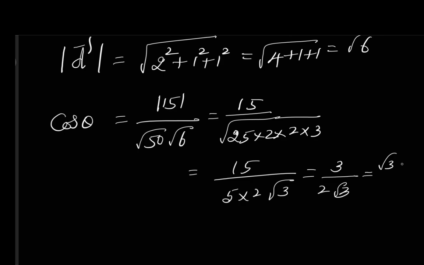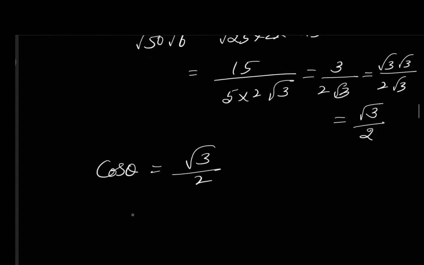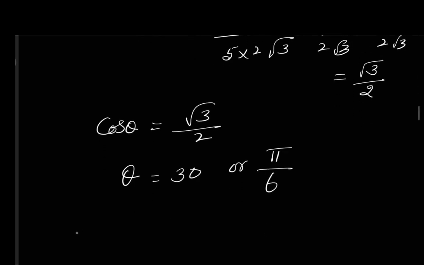So 3 I can write as root 3 into root 3 divided by 2 root 3. One root 3 gets cancelled. So root 3 by 2. So the value of cos theta is root 3 by 2. When do you get root 3 by 2 as the cos value? Theta is equal to 60 degree. Sorry, not 60, 30 degree. Cos 30 value is root 3 by 2. Or we can write theta as pi by 6. Both are the same.